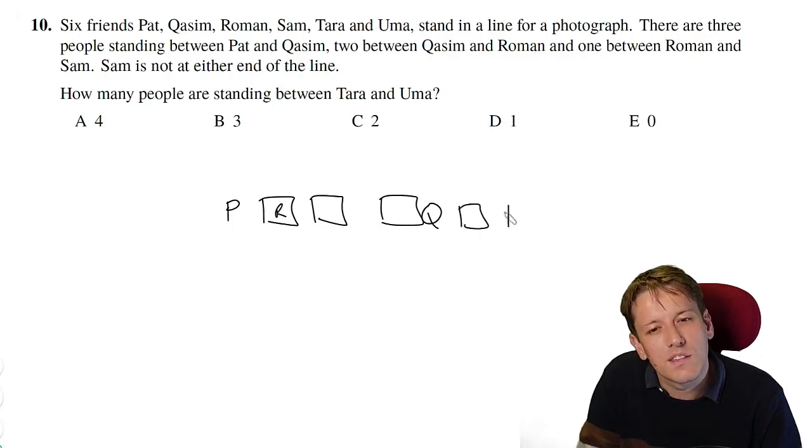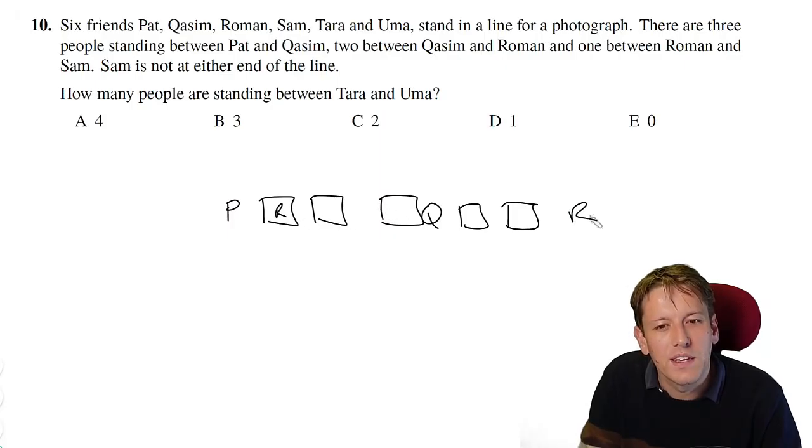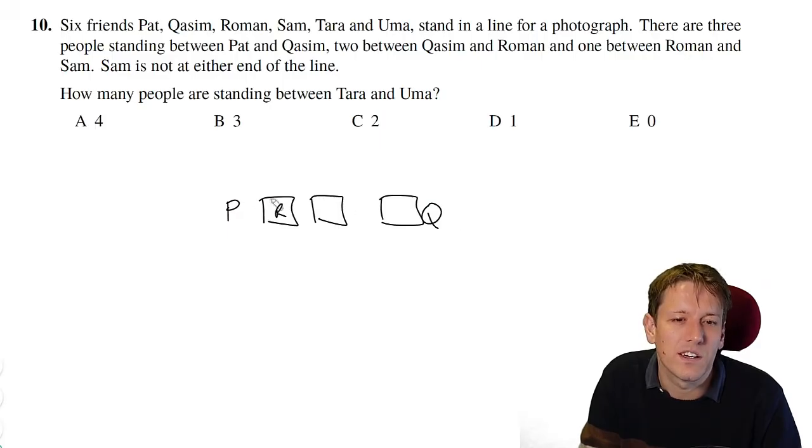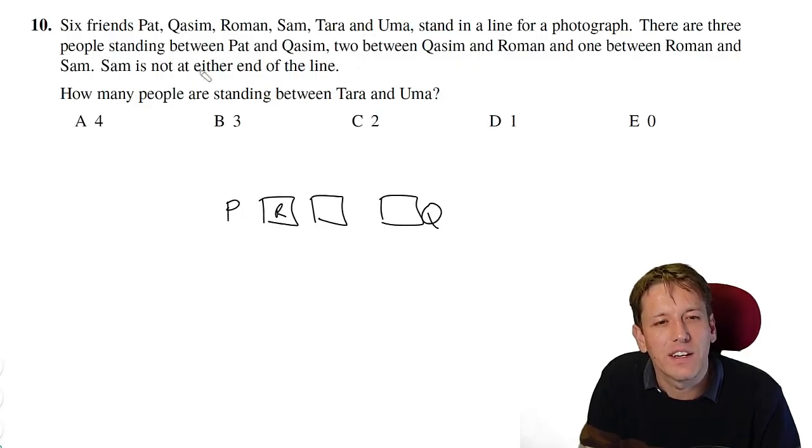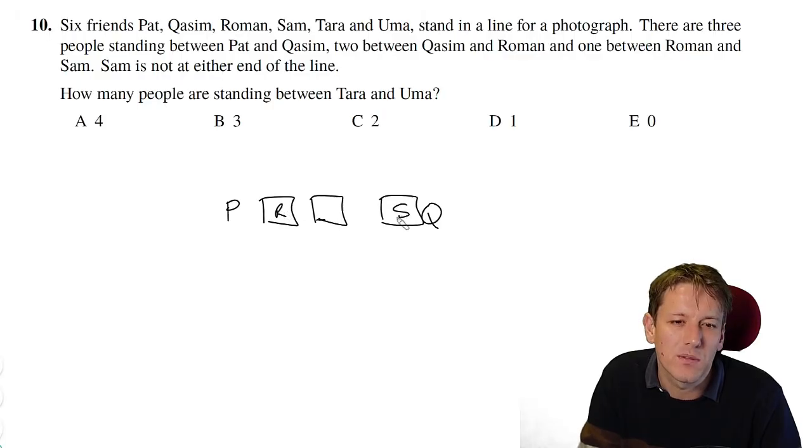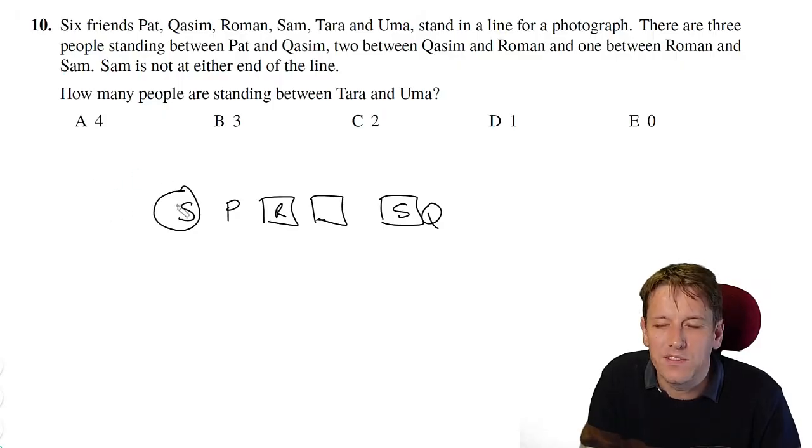Could R be the other side? Well, if there was 2 people between them on the other side, there would now be 8 people at least in this line. There's only 6, so it must be actually that R is over on this side. And then it says there's 1 person between R and S, and S is not at either end of the line. So if there's 1 person between R and S, well, S could be here, or S could be here. But if S was here, then S would be at the end of the line, because that would be 6 people in total now. So it must actually be that S is here.